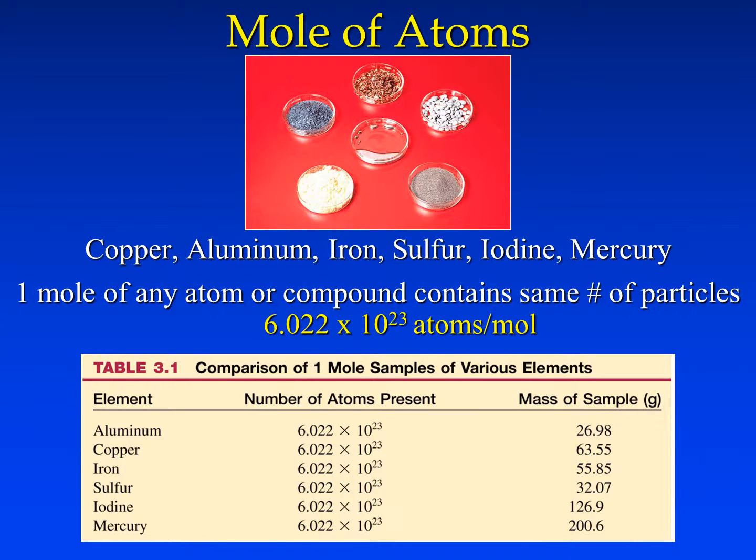Well, 1 mole of any atom or compound contains, of course, the same number of particles, but please notice that 1 mole of any of these elements that you find here does not weigh the same. As you can see, 1 mole of aluminum weighs 26.98 grams, but 1 mole of mercury weighs 200.6. So this is an important concept that you have to always keep in mind. The 1 mole only indicates that when I'm comparing compound to compound, atom to atom, and I say I have 1 mole, I'm saying that I have the same number of particles, but I'm not saying that I have the same mass.